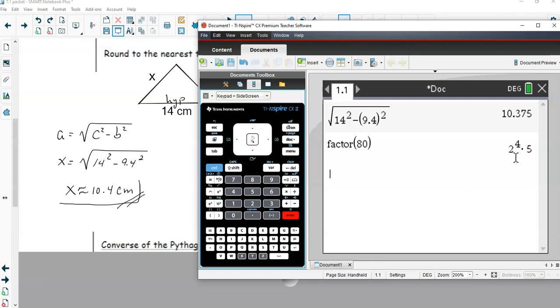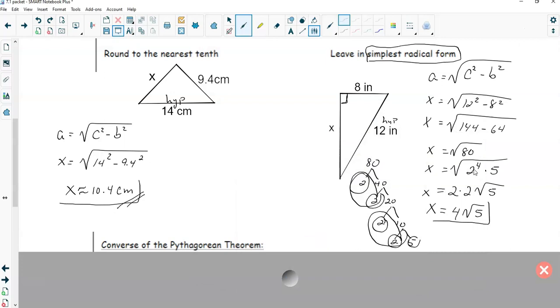Notice it gave me what I found: 2 to the 4th power times 5, which is what I have here. 2 to the 4th power, 1, 2, 3, 4, or 2 times 2 times 2 times 2 times 5. All right? So practice on those because we're going to be doing a lot of those in this unit, okay? So practice resolving or simplifying radicals.